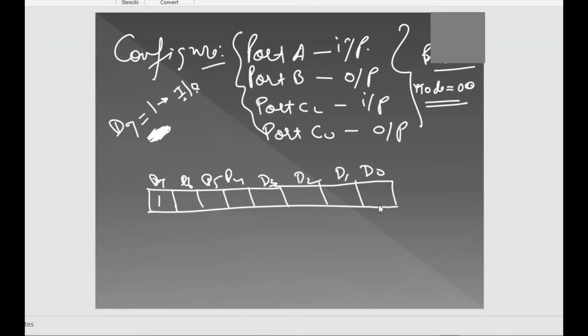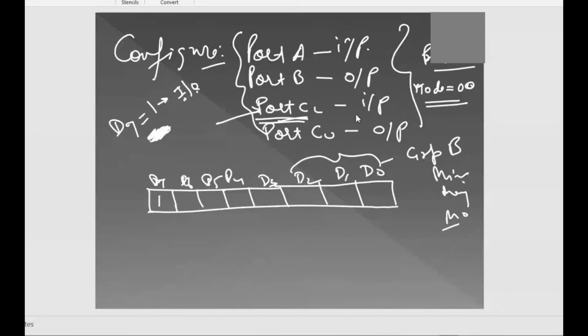I'll tell you. So what should be here at D0? D0, D1, D2, they all belong to group B. The configuration is minor port, major port, then mode. D0 is the minor port of group B, which is port C lower. The configuration given for port C lower is input. Input means 1. Major port of group B is port B, which is given as output, that means 0. Mode given is 0.